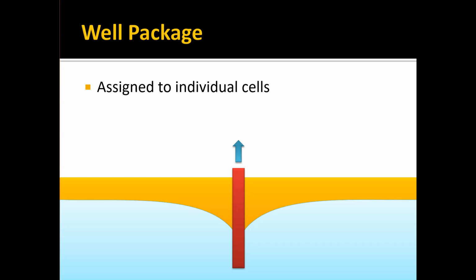And it's really a simple package. For each well, you tell it what cell it's in, and then you also assign a flow rate Q. And this Q can either be steady state or transient. Steady state means it's a single Q value that applies during the entire simulation, or transient means you can have it vary over time throughout the simulation, and you can have a separate value for each of your stress periods, as they're called.